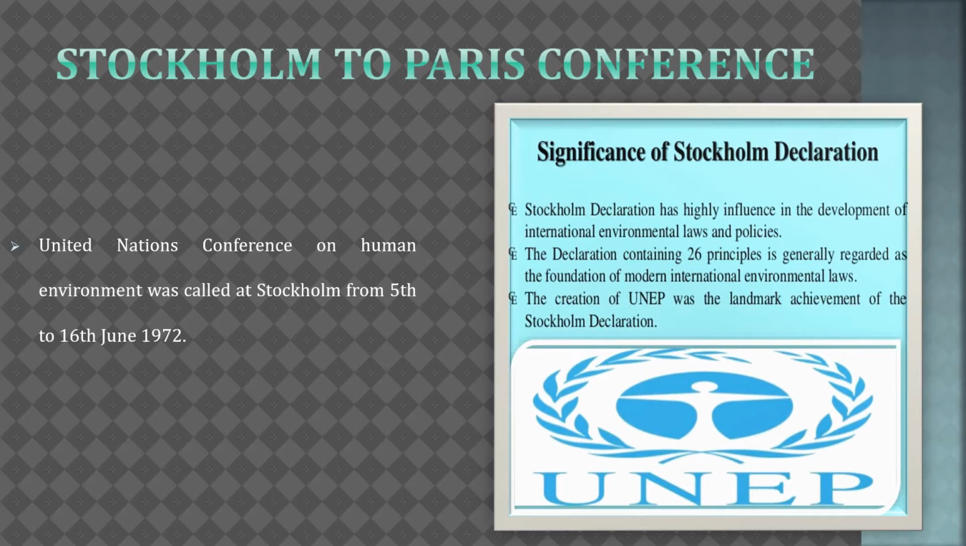The Stockholm Declaration has highly influenced the development of international environmental law and policies. The Declaration containing 26 principles is generally regarded as the foundation of modern international environmental laws. The creation of UNEP was a landmark achievement of the Stockholm Declaration.